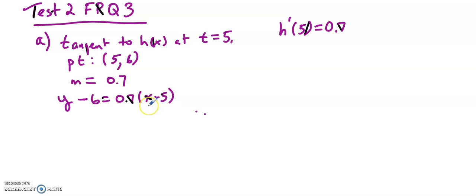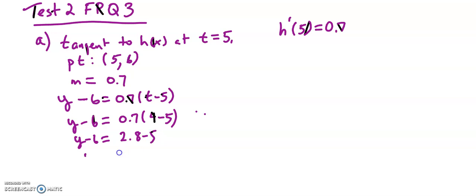Now that I know this, and actually I made a mistake, this should not be x, this should be t. Okay? Now that I have that, I can say that my depth, y, at t equals 4 would simply be plugging a 4 in for my value t. I get y minus 6 equals, what is that, 0.7 times 4 minus 5. So ultimately I get y is equal to 5.3 inches deep.